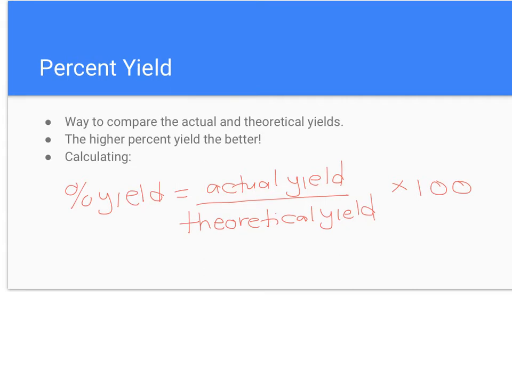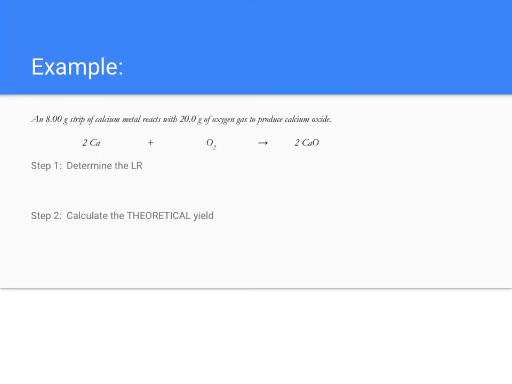So to find the percent yield, we take our actual yield, divide it by the theoretical yield, multiply it by 100, and that will give us the percent yield for our experiment. Again, the higher the percent yield, the better the experiment went. So we're going to take a look at an example of how we can use experimental data along with stoichiometry to determine our percent yield.